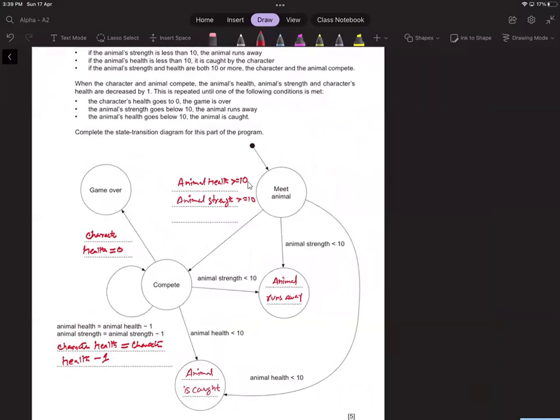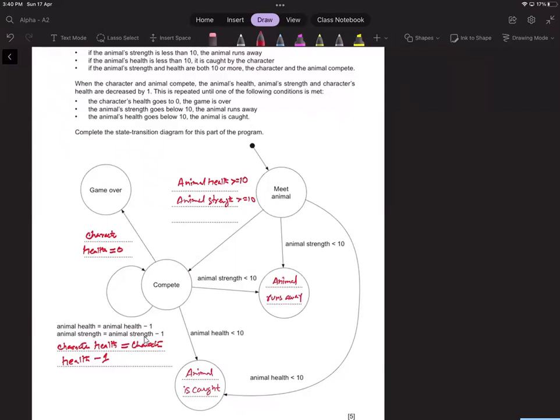So this says that if the animal health is greater than or equal to 10 and the animal strength is greater than or equal to 10, then they both compete. If the animal strength is less than 10, the animal runs away. If animal health is less than 10, animal is caught. If while competing the health goes below 10, then animal is caught.